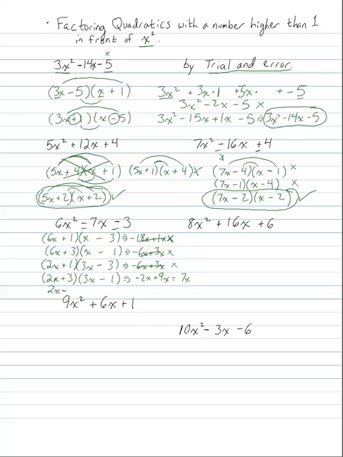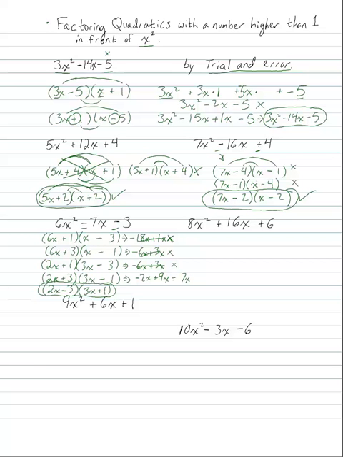2x minus 3 and 3x plus 1. And we can check. We can check by foiling. 2x times 3x is still 6x squared. 2x times 1 is positive 2x. Minus 9x would be minus 7x, so that's good. And then minus 3 times 1 is minus 3. Okay, let's check the next one.